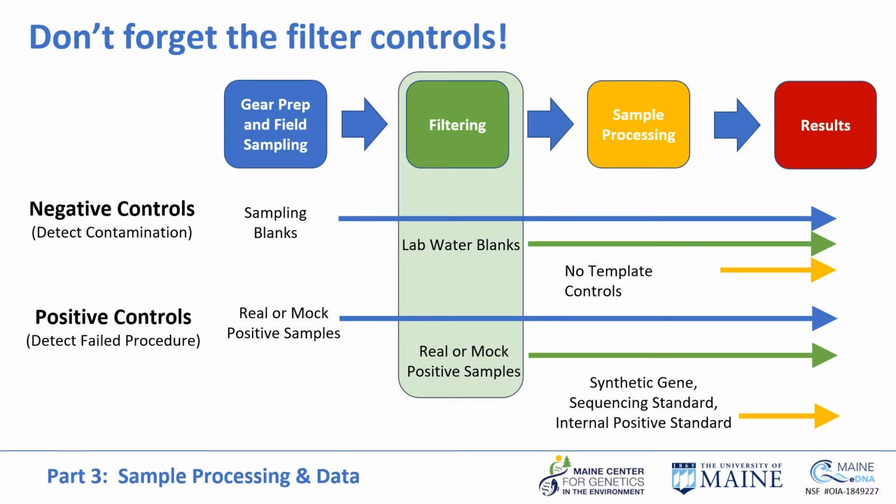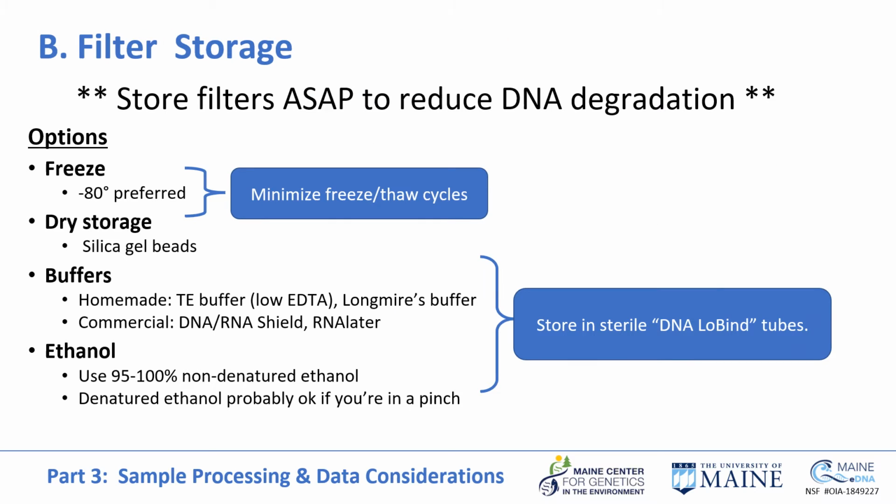When you're filtering, you're also going to want to include negative and positive controls at this stage. The negative controls are going to detect contamination that could be happening between your samples being filtered, and the positive controls are going to detect failed filtering, for example. For negative controls, you're going to want to filter pure water, or as pure water as you can get, either in the lab or the field. And for positive controls, you can filter real or mock positive samples.